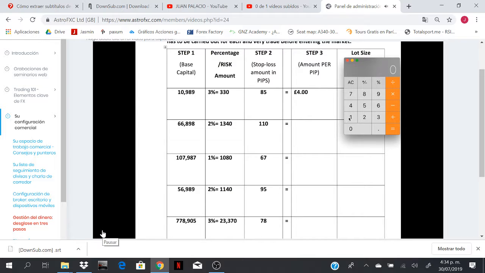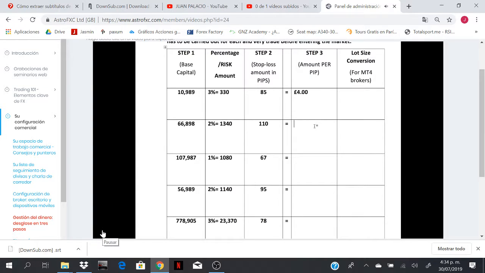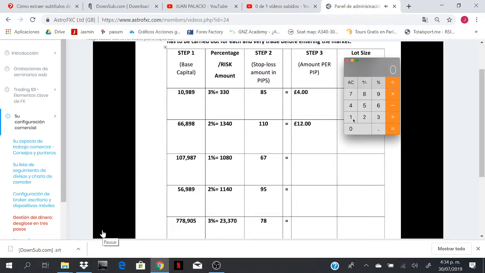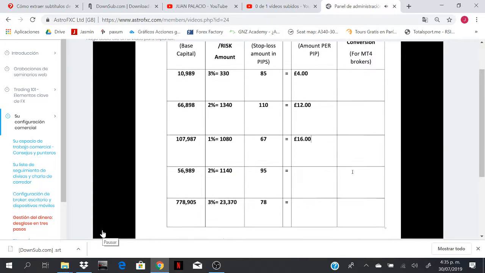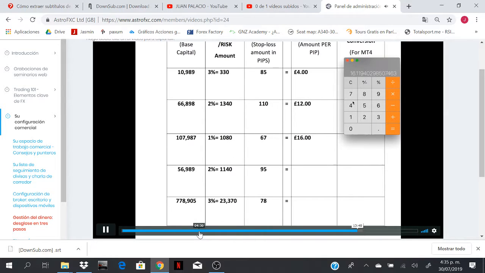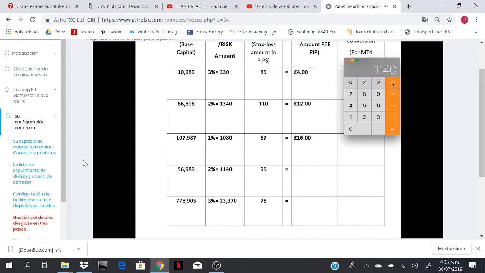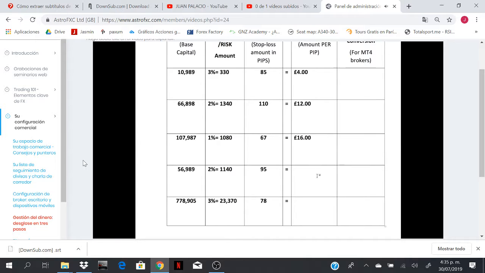Right, so next one we have our risk 2%, which is 1,340. And we're going to divide that by a slightly larger stop loss amount, so dividing it by 110 pips. So that's given us £12.80. With this one, as I say, nearest 50 or 100, we can just go in at £12. No biggie. Next one, we're risking 1%. Our 1% figure is 1,080. We're going to be dividing this by 67 pips stop loss equals £16.11, which gives us a nice round number at £16. Next, we have our risk amount 1,140, divided by 95 pips stop loss equals £12 a pip, bang on.